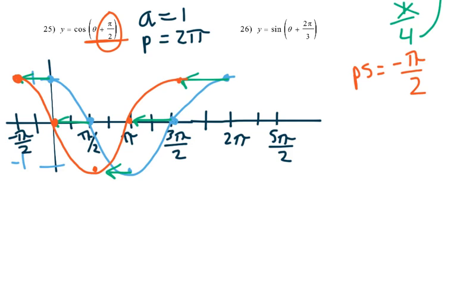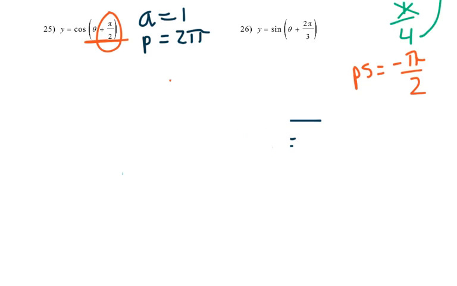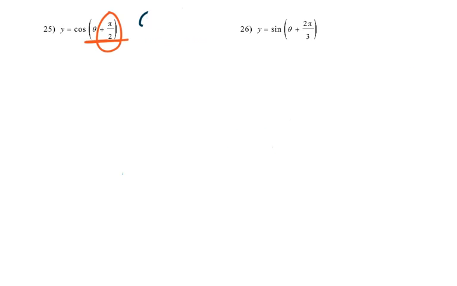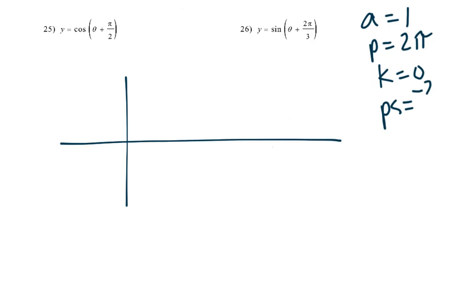Alright, now let's do it for 26. So let me erase this. So now we're dealing with the sine, same concept here. So I draw my graph. We didn't mess with the amplitude, the period. So A is 1, period is 2 pi. Our midline is 0, so we need our phase shift. So it would be a negative 2 pi thirds.